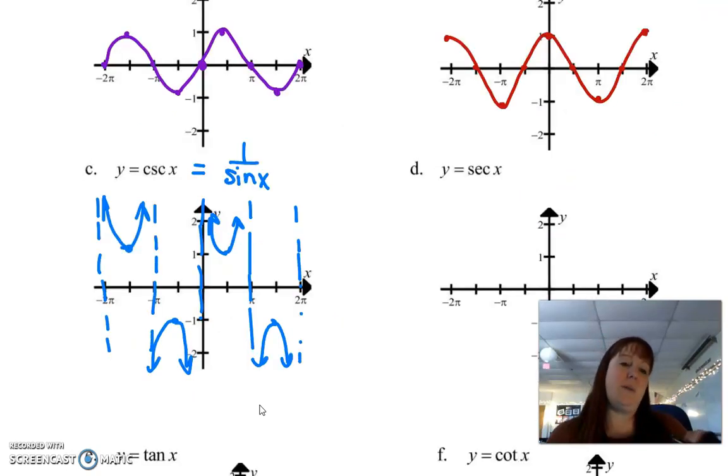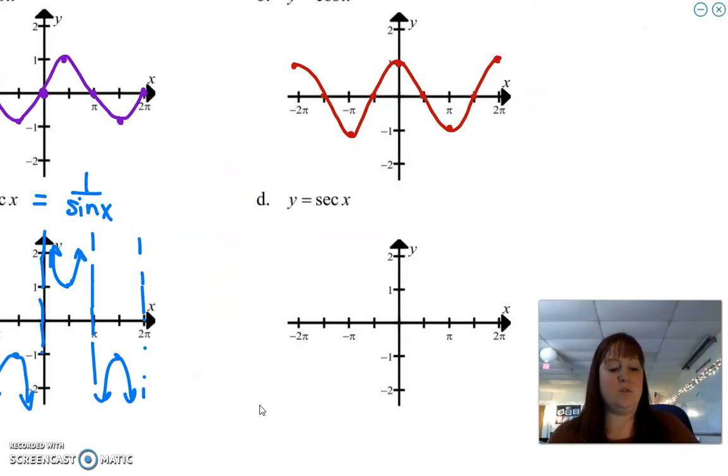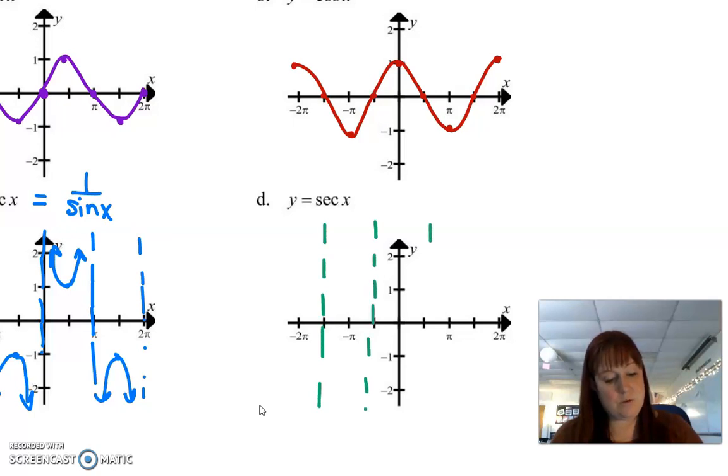It's got asymptotes wherever sine is equal to 0. Secant is the reciprocal of cosine. Therefore, it's going to have asymptotes everywhere that cosine is equal to 0. So that would be at pi over 2, negative pi over 2. And again, since it's periodic, it's just going to keep doing that.